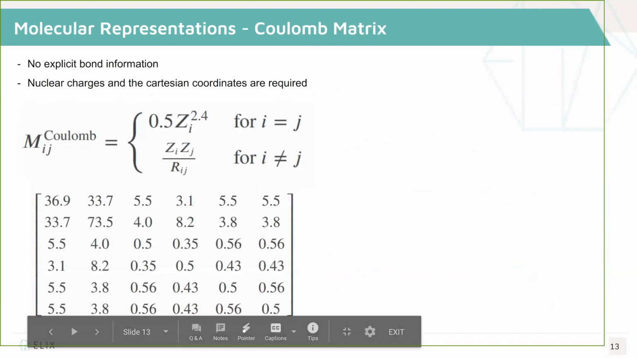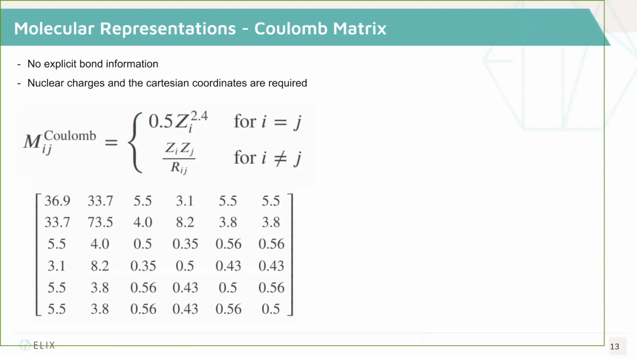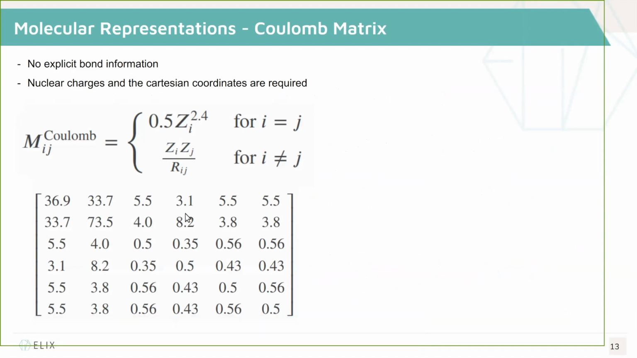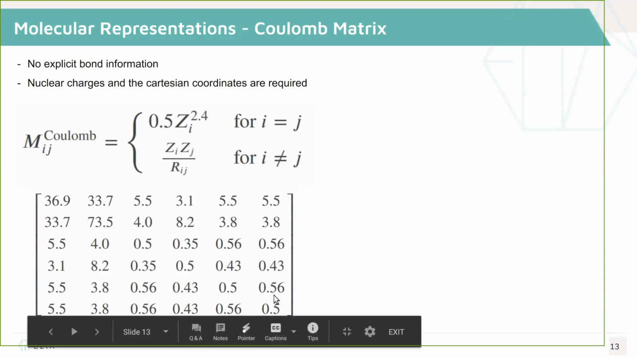Moving on, let's talk a bit about how we can represent 3D information as well. Coulomb matrices make use of nuclear charges as well as 3D coordinates of the atoms. The matrix is computed using this formula. As you can see, off-diagonal elements make use of the distance between pairs of atoms to compute the repulsion between them, and diagonal elements contain information about the self-energy of each atom.